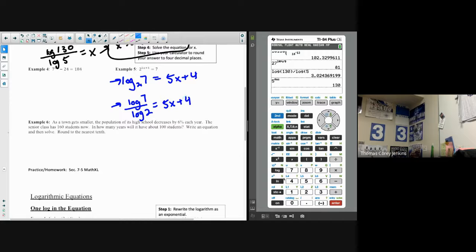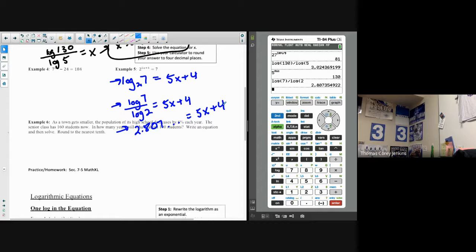All right, so I'm just going to type that in. Log of 7 divided by log of 2, which is equivalent to this number right here. Now, you want to be careful here because we don't want to round until the very end. All right, so I'm actually going to just write down 2.807... In other words, I'm not rounding my answer until the very, very end.